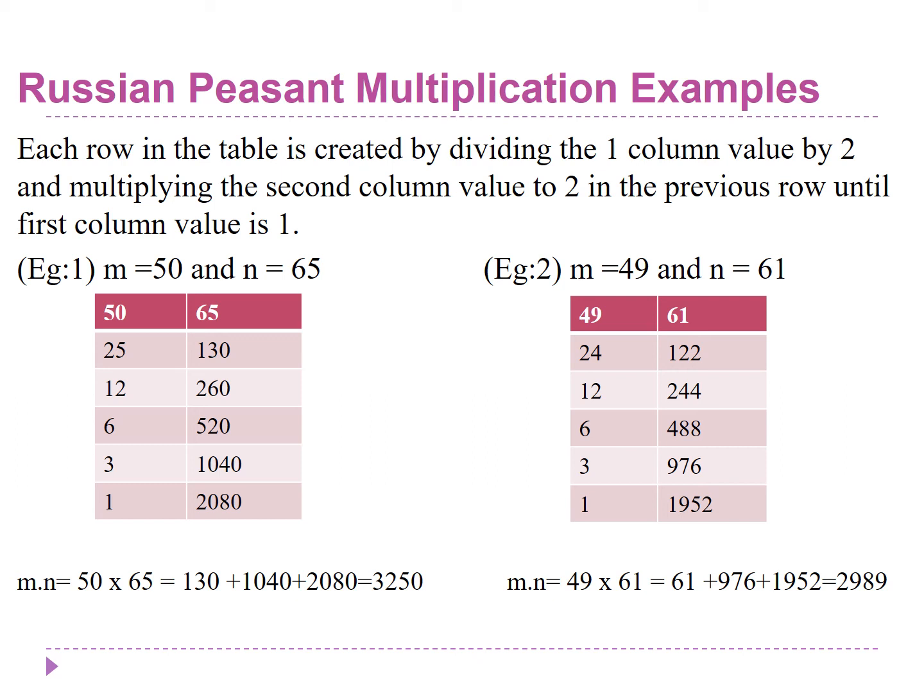Now we will eliminate the rows that have even numbers in column 1. So we eliminate the row which contains 50 in the first column, the row which contains 12, and the row which contains 6. Now the product of 50 and 65 is obtained by adding the second column values in the table, which is 130 plus 1040 plus 2080, which equals 3250.